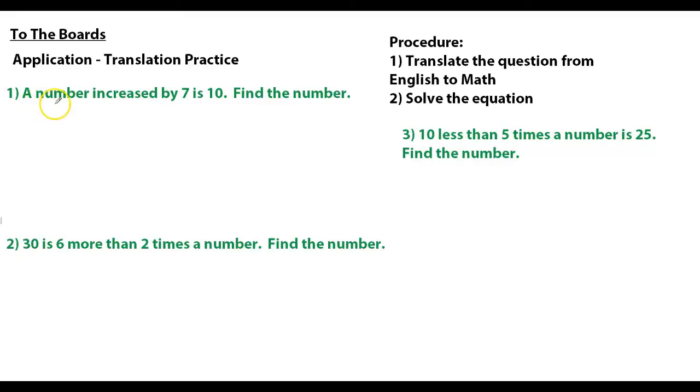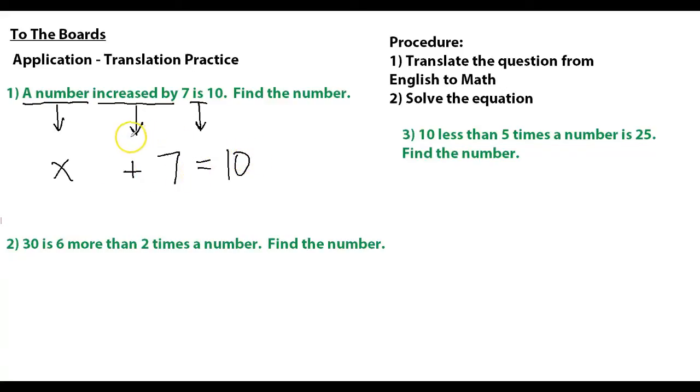In question number 1, we need to translate the words a number. Okay, that translates to X. Then we have increased by, that translates to plus. We have a 7. The word is translates to an equals, and then we have 10. So that's what this problem translates to: X plus 7 equals 10.